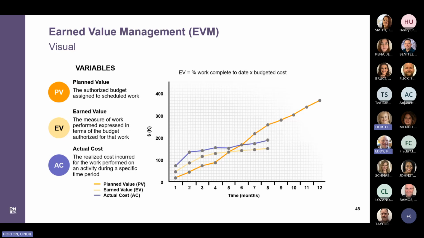And then actual cost is the realized cost incurred for the work performed on an activity during a specified time period. Actual cost refers to the total amount of costs incurred while performing the work, either during completion of a scheduled activity or during completion of a work breakdown structure, or WBS, component. AC will then be compared at each time period to the value that was earned by the work during the same time period. So actual cost is what it actually cost to deliver X amount at a certain point in time.